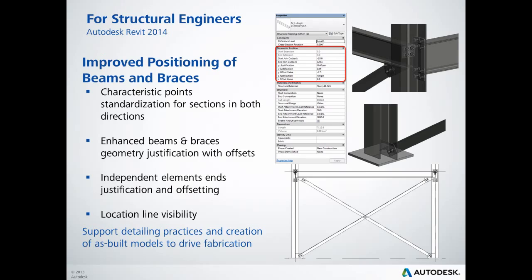You can increase or decrease the length of geometry of an element from the end of the location line based on new additional parameters: start and end extension, start and end join cutback. Also, now you can visualize the location line of a selected element, as well as define independent elements, justification and offsetting. This extends the modeling capabilities within Revit to become a framework for steel detailed modeling.